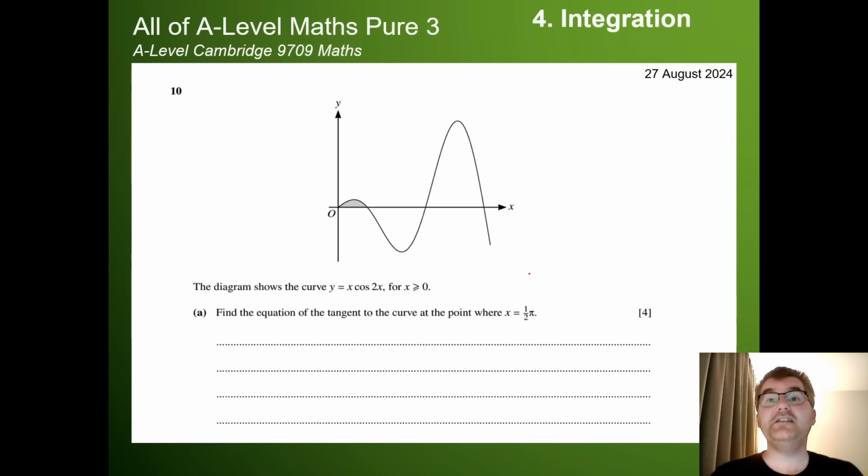Okay, on to the integration part of this video. So we're going to go through two pretty tough questions. There's going to be some differentiation involved in this as well, so you're getting lots of calculus practice here. We've got the diagram here showing a curve of y equals x cos 2x, x greater than or equal to 0. And we want to find the equation of the tangent to the curve. As soon as I see this, I'm thinking I need to do my dy by dx here at the point where x is equal to pi over 2.